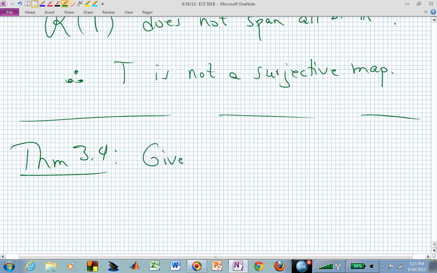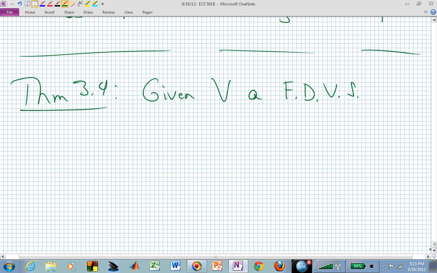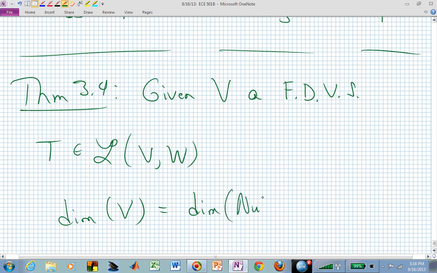So if we're given our domain vector space, V, a finite dimensional vector space, and T is a linear map between V and W, then the dimension of our domain vector space is actually equal to the dimension of the null space of T plus the dimension of the range space of T. And we'll have to pick up at that point on Wednesday, but now we can think about these sizes or dimensions of these two spaces that we've now looked at, and we can actually show that their dimensions add up to the dimension of our domain vector space. And that's where we'll pick up on Wednesday.